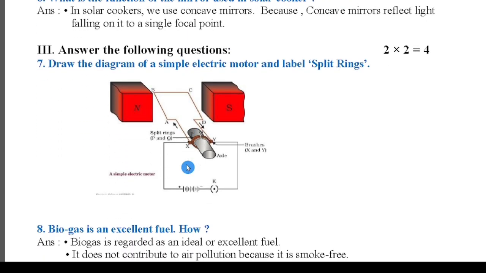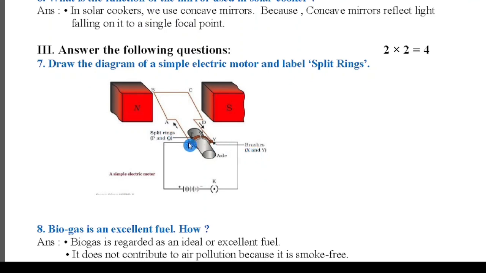Next, third main: answer the following questions, 2 marks. First, 7th question: draw the diagram of a simple electric motor and label the split ring. So this is the diagram of a motor and they asked only for the split ring. So you have to mark the split ring and you have to know the brushes also. Sometimes they will ask to draw and label. At that time you have to draw and do the labeling also. So you have to learn split rings and brushes also.